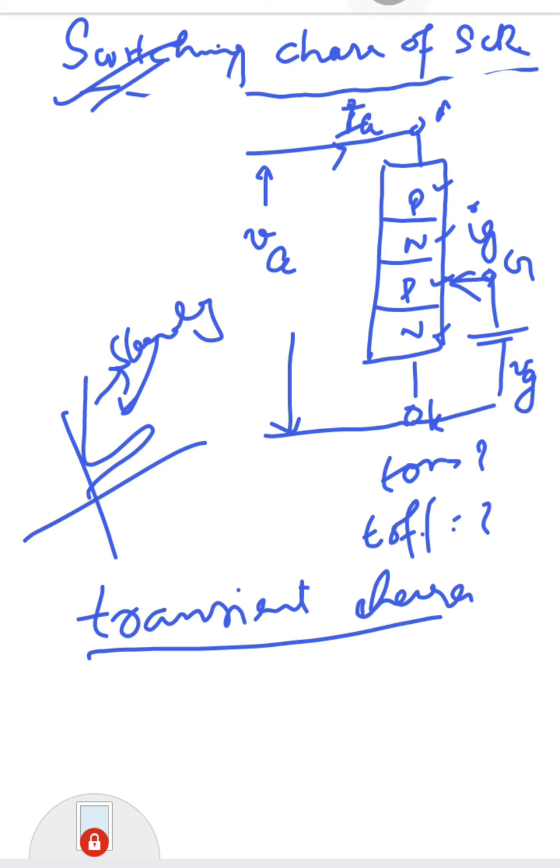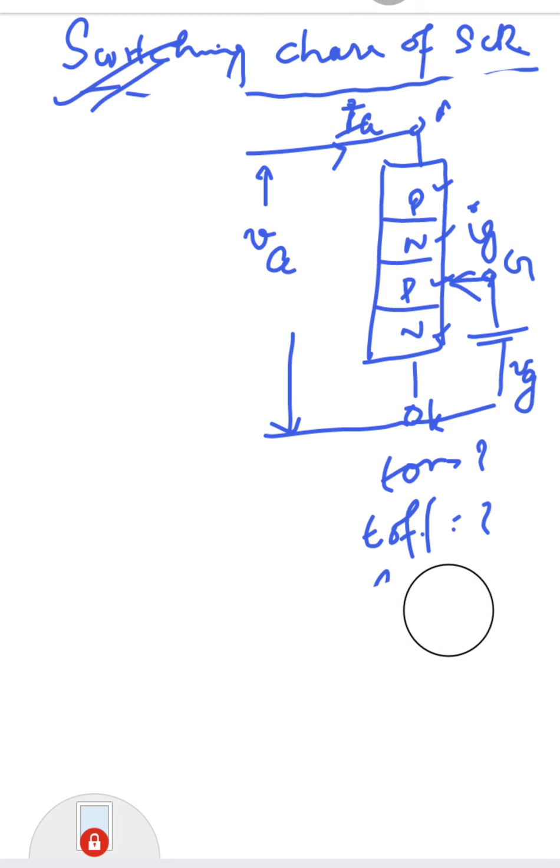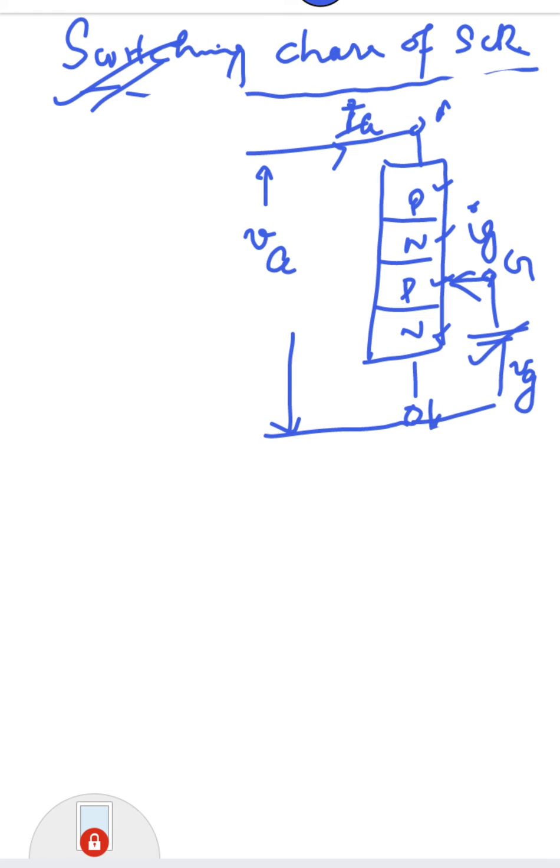So based on that I will be explaining this transient characteristic. You have supplied a gate voltage VG, I am going to supply a pulse gate. This VG is going to be a pulse, I am going to give a pulse. VG is a pulse voltage. When you supply this, what is the nature of IG, what happens to VA, the anode voltage, and what happens to anode current, that will be discussed.